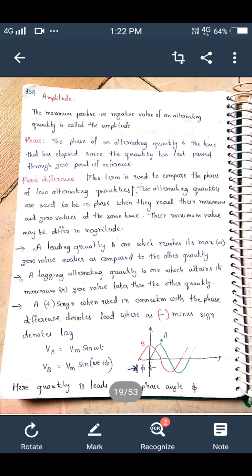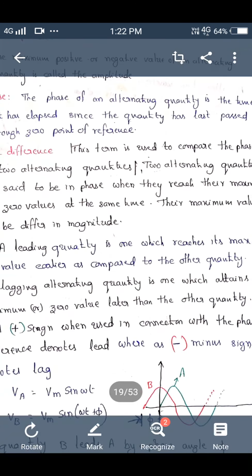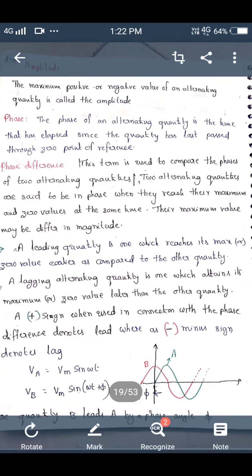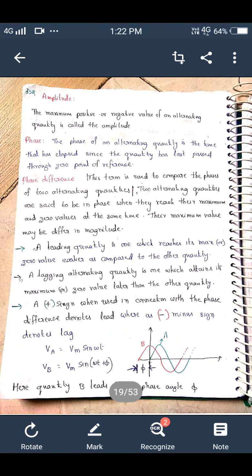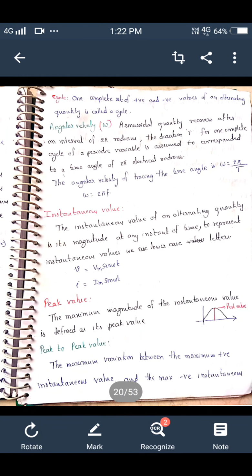Now see in this diagram, I assumed VA starting at 0, VA as Vm sin omega t. Then VB is reaching maximum value before A or after A? Before A it is reaching. That's why you represent VB as Vm sin(omega t plus phi). This means we can say phase B leads phase A by an angle phi, some phase difference phi.